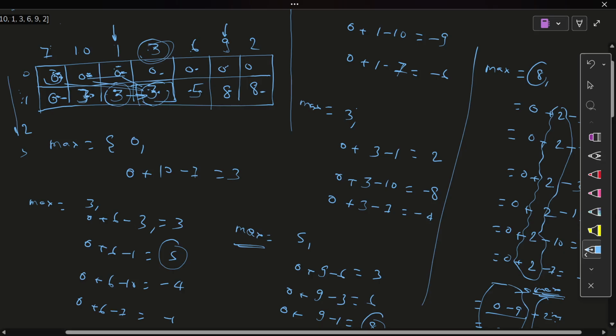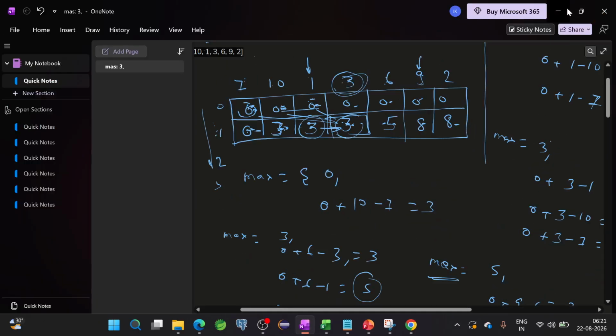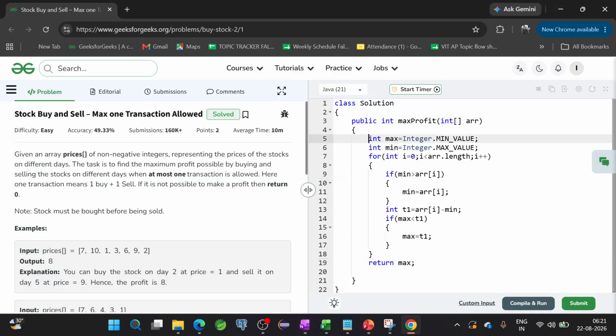So in this way we will solve this question, and with the help of this approach we can solve two transactions, three transactions, four, n number of transactions allowed. So this approach is very important. I hope you can understand.